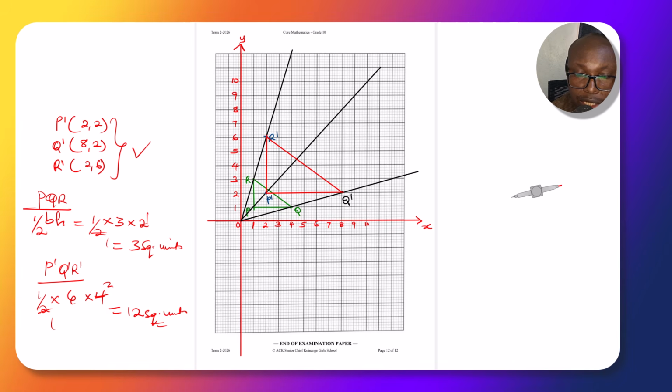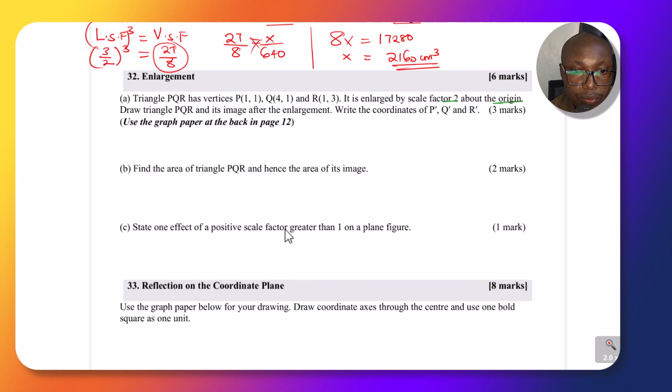12 square units. Still, you can use another method. You can use the relationship between linear scale factor and area scale factor. That one can also give you the answer. But since for this one the shapes are clear and they are right angle triangles, you've drawn them on a graph paper and it is easy to get the area. All right, we can go to the next question.